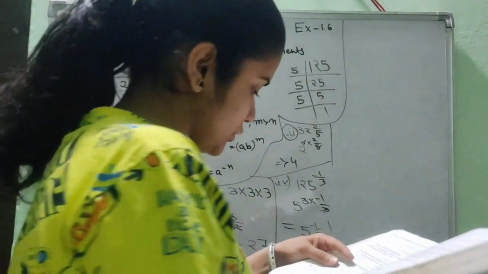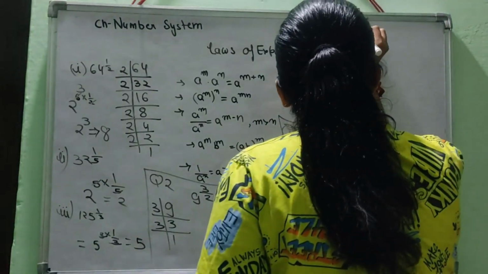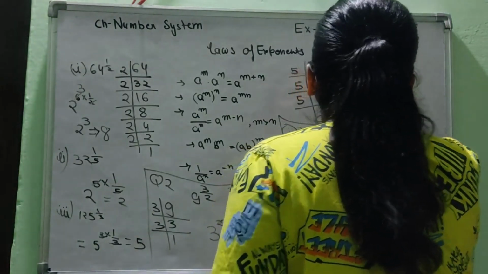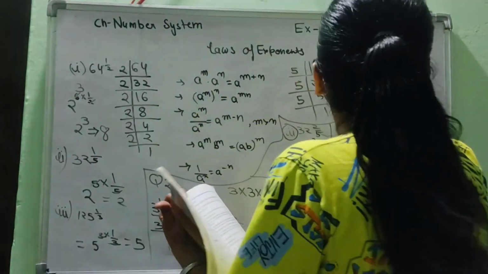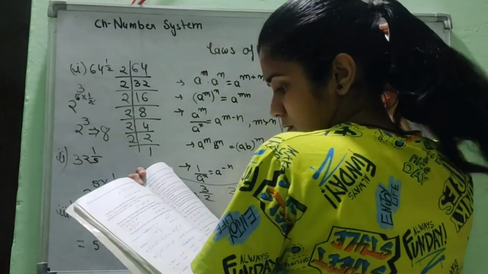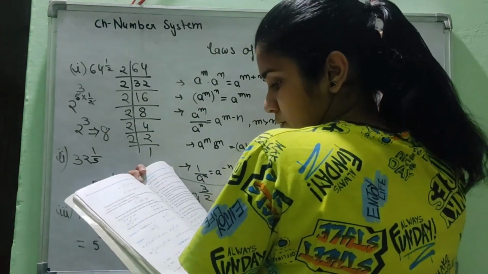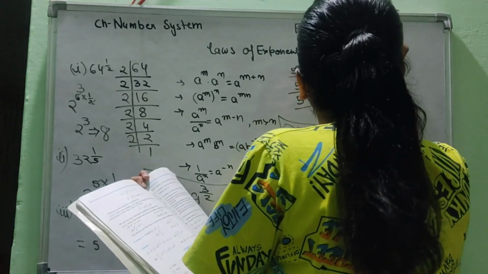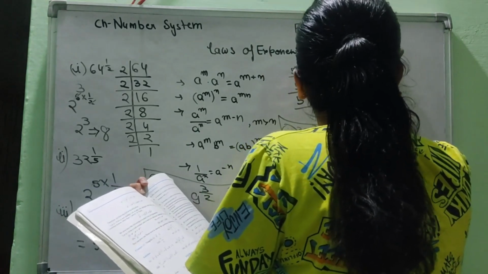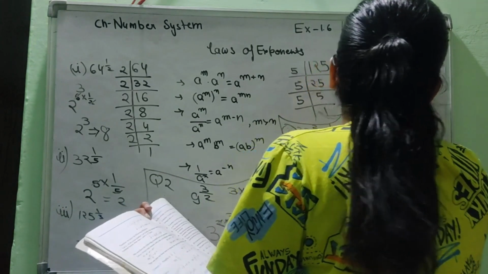These are simply implementations of these rules, right? Now coming on to question number 3, simplify. We should directly write the question: 2 power 2 by 3 upon 2 power 1 by 5.